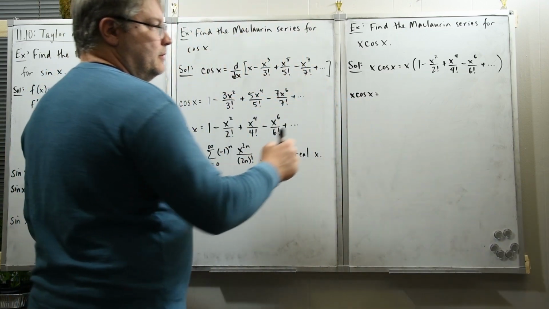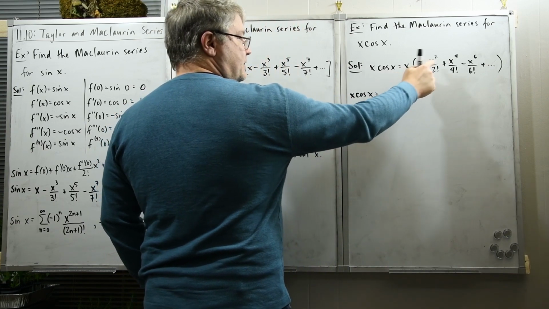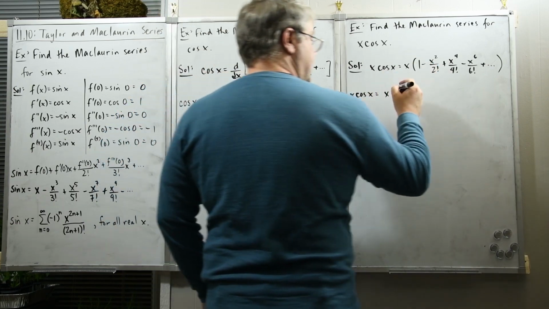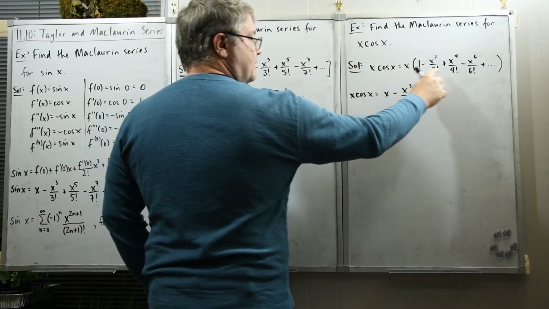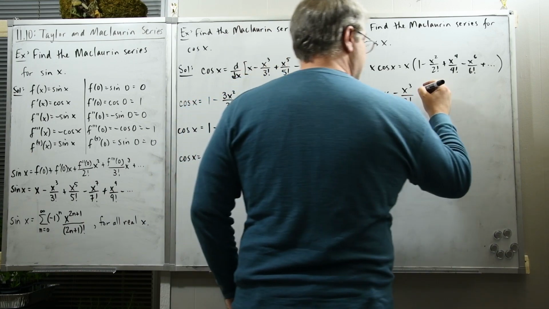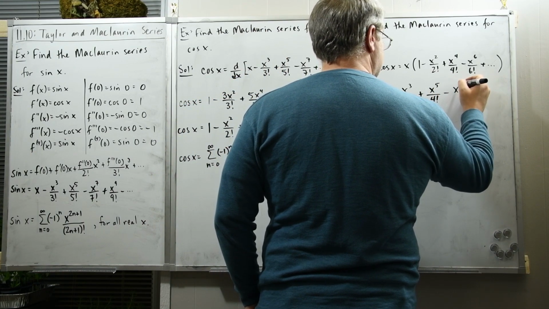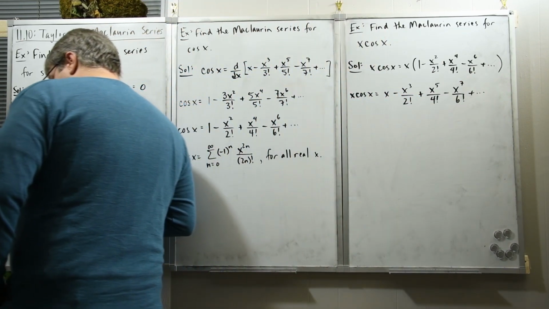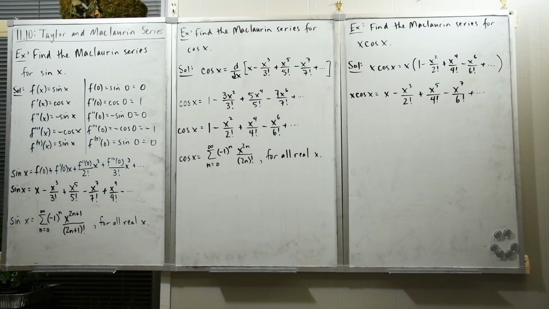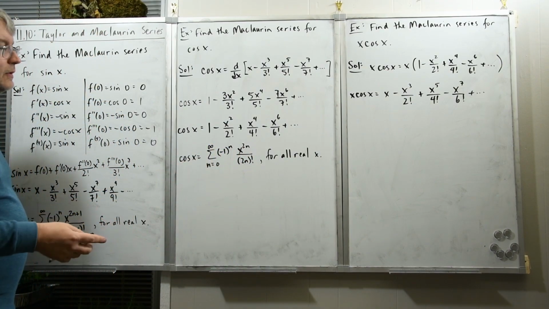And so when you multiply through by x, x times negative x squared over 2 factorial gives you a negative x cubed over 2 factorial. X times this will give you x to the 5th over 4 factorial. And then we'll have minus x to the 7th over 6 factorial, and so forth. So basically, each of the terms that you have here would simply get multiplied by x.